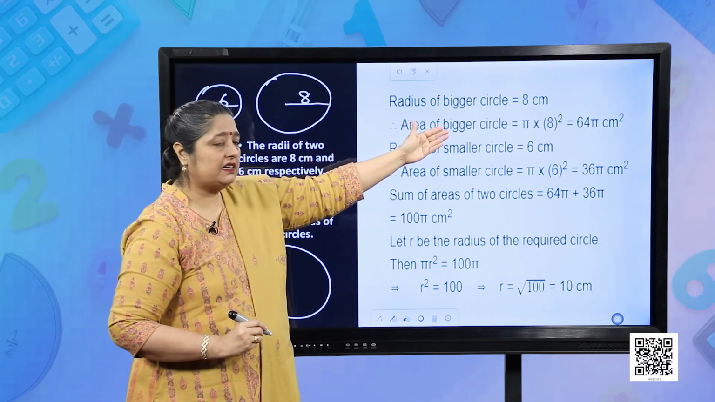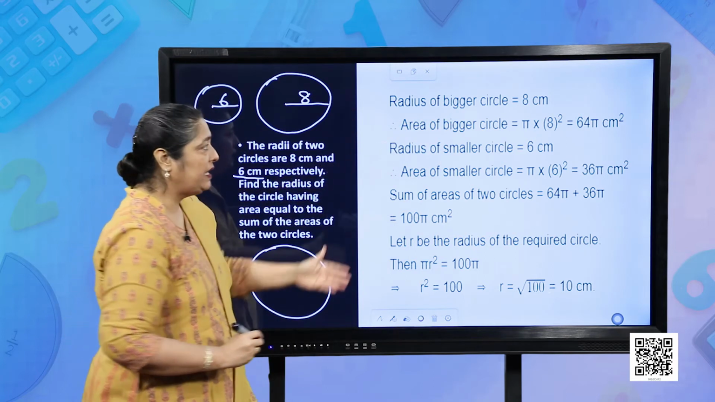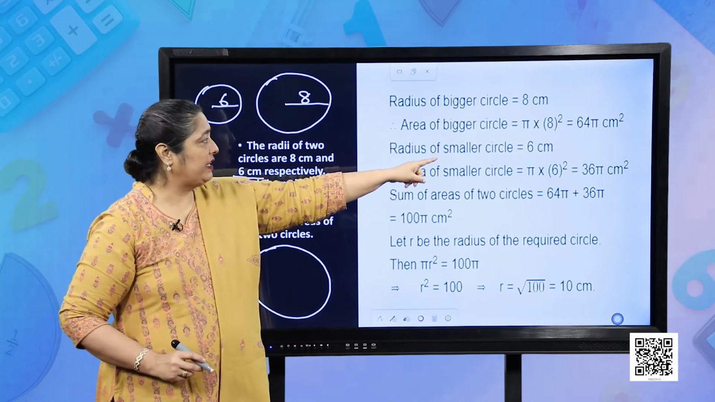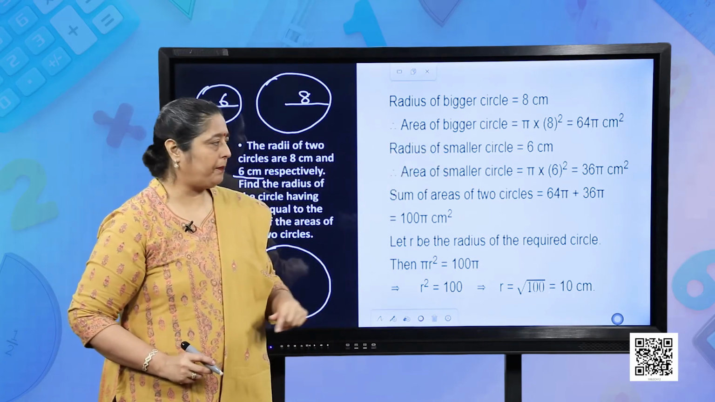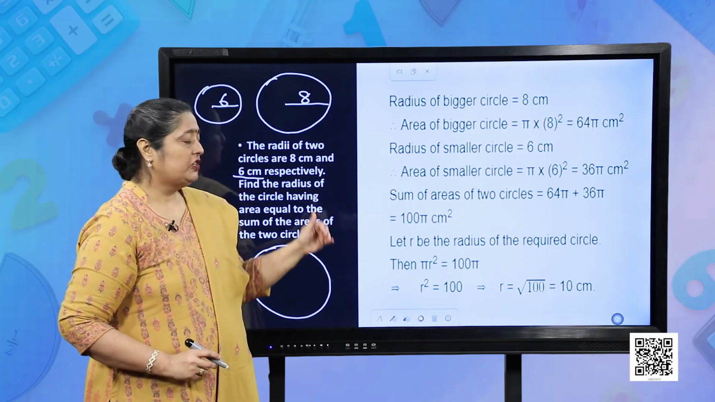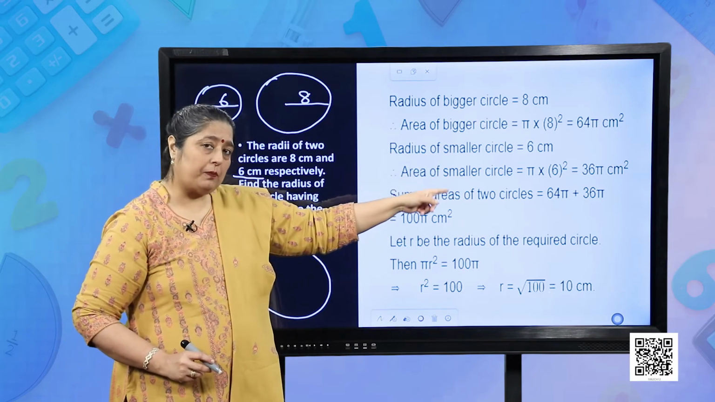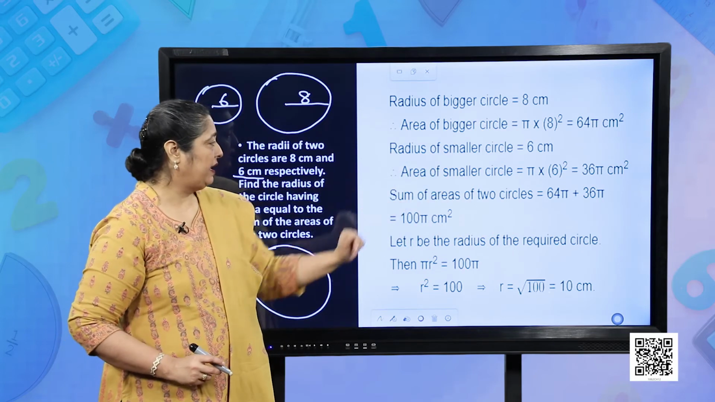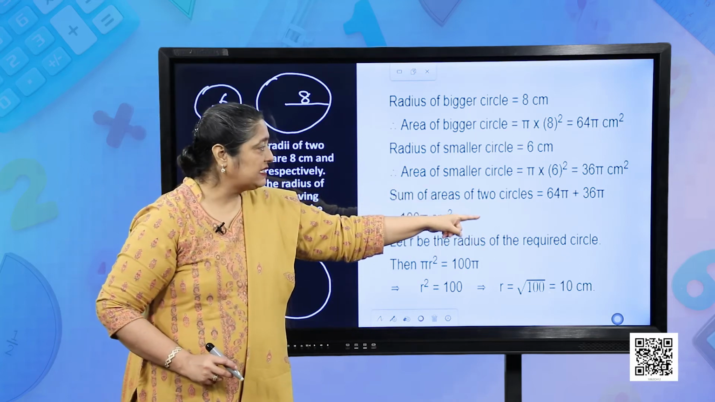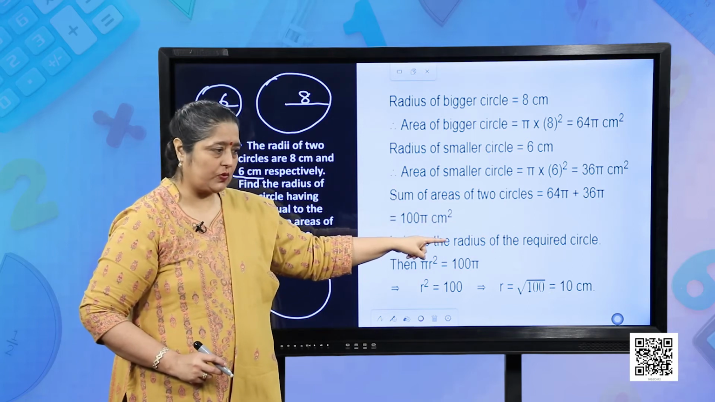The radius of the bigger circle is 8 centimeters and its area will be pi r square, that is pi into 8 square, which comes out to be 64 pi. The radius of the smaller circle is 6 centimeters, so its area will be 6 square into pi, that is 36 pi. The sum of the areas will be 64 pi plus 36 pi, which comes out to be 100 pi centimeter square.